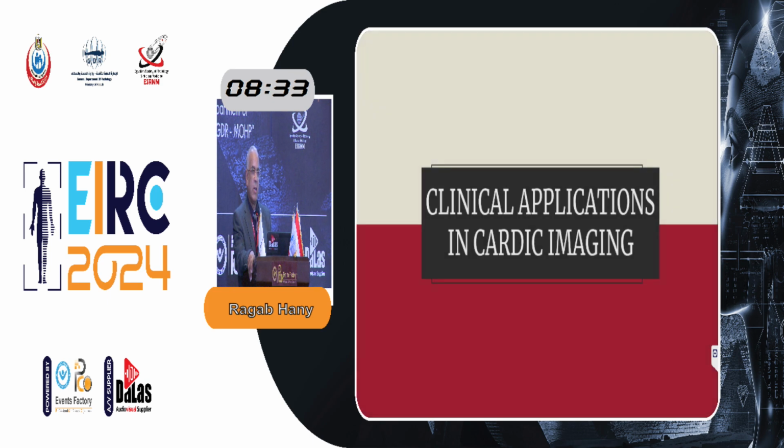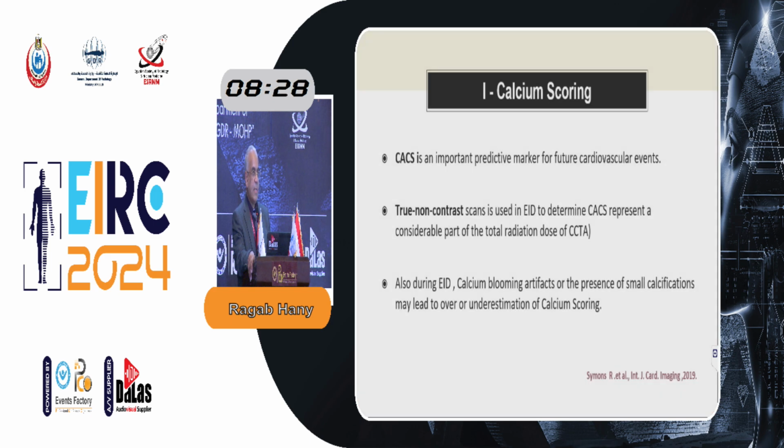Regarding the clinical application of photon counting CT scan in cardiac imaging, the first application is in calcium scoring. You know, calcium scoring is a very important predictor marker for future cardiovascular events. The conventional true non-contrast scans for calcium scoring expose the patient to excess radiation. So this will be added to the radiation produced by the coronary CT scan, and the total radiation will be more.